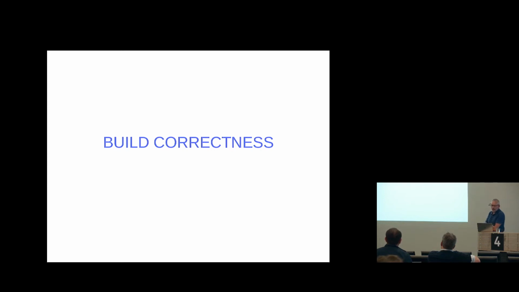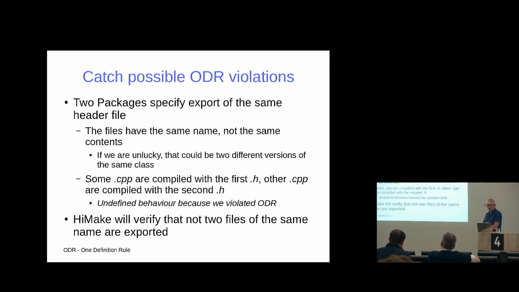Yeah, build correctness. HiMake has some features for that. One thing, we try to catch possible one definition rule violations. Because if there are two packages that export the same header file, with the same name but different contents, that could, in the worst case, be two different versions of the same class. And if some C++ files are compiled with the first header file and some are compiled with the second header file, we will probably get the one definition rule violation, and that is undefined behavior.